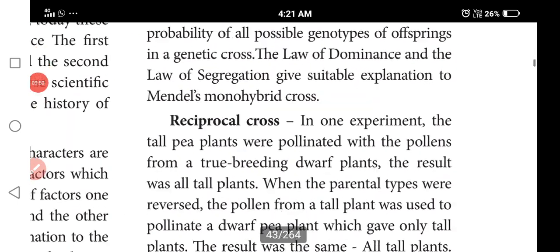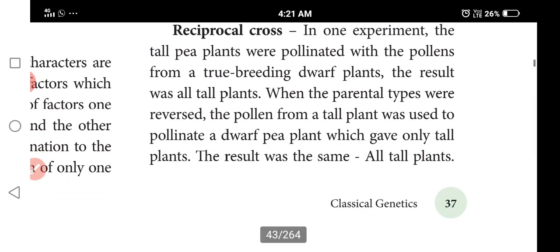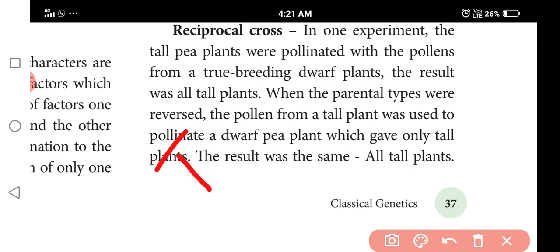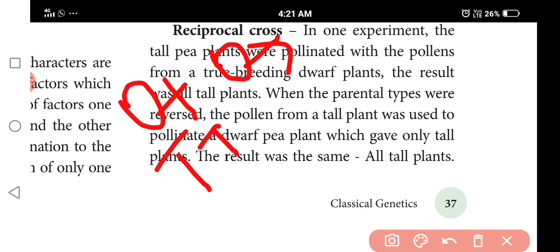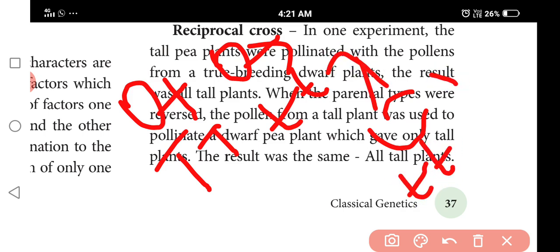Next we discuss the reciprocal cross. A reciprocal cross means the gametes are interchanged between female and male. In the first cross, the female has capital T and the male has small t; in the next cross, the male has small t and the female has capital T, interchanging the sexes. So the gametes are changed at the time of the cross.